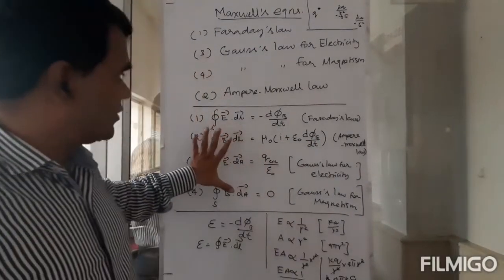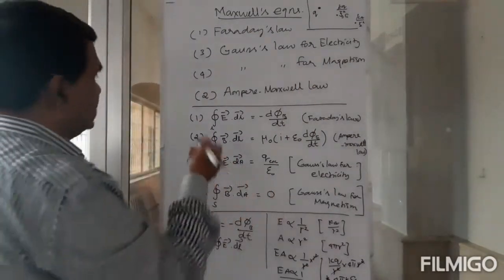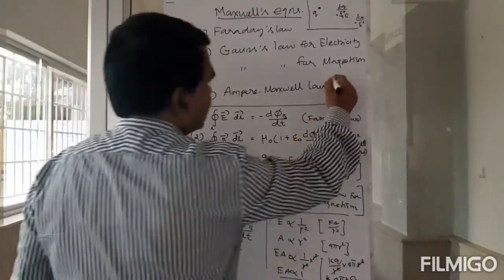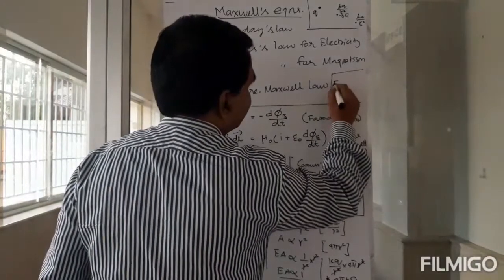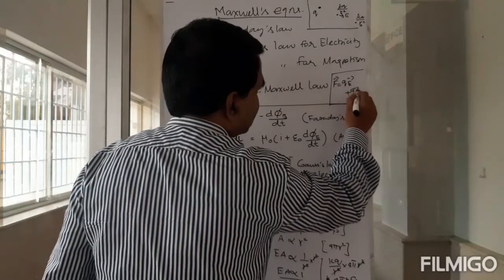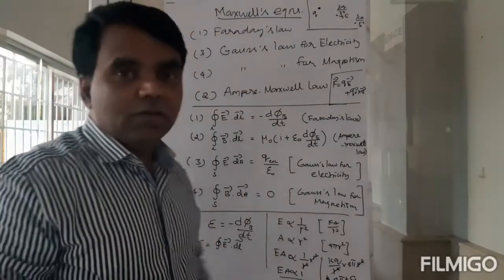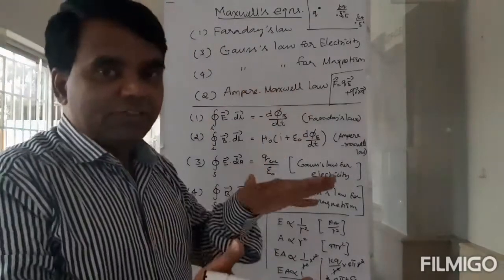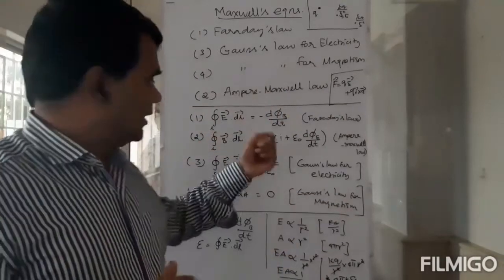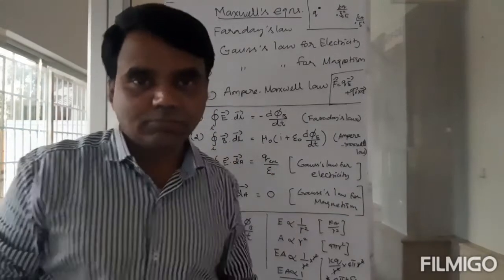And these 4 equations, along with the Lorentz force equation, I don't have space here. Okay. So the Lorentz force equation, if we take that, F is equal to QE plus QV cross B. Add this to this list of 4 equations, so you get 5 equations. They completely describe all that you know about electricity and magnetism. So this is clear to you.